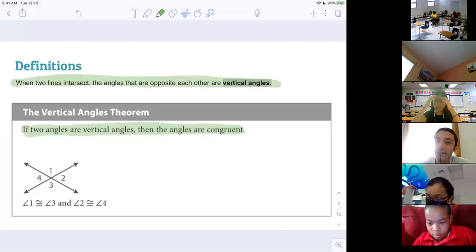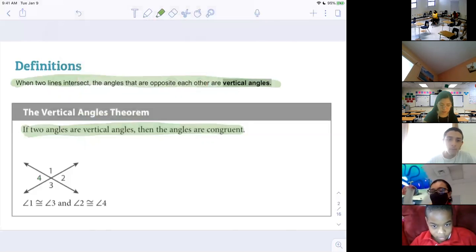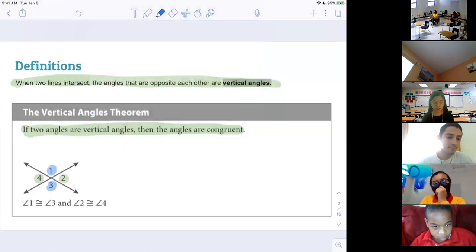All right, so here we go, let's talk about it. When two lines intersect, the angles that are opposite each other, we call those vertical angles. Looking at my little diagram over here, I have two sets of vertical angles. Angle 4 goes with angle 2, and angle 1 goes with angle 3. Angle 1 and angle 3 are a set of vertical angles. Angle 2 and angle 4 are a set of vertical angles.